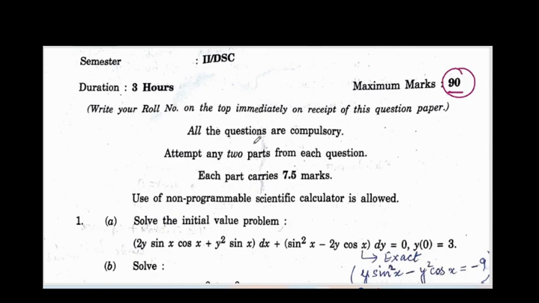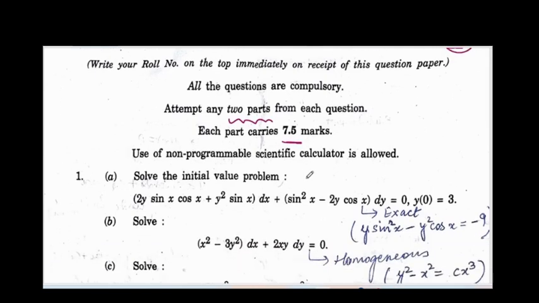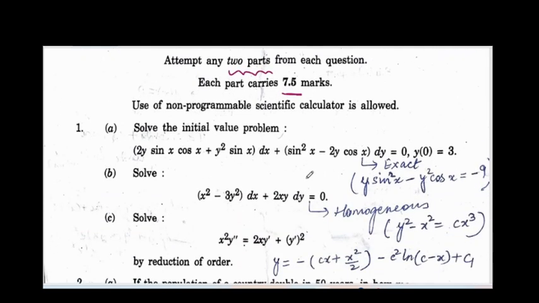All the questions were compulsory and there was an internal choice. You were expected to do any 2 parts out of 3 parts per question, and every part carried 7.5 marks. So that makes it 15 marks per question because you were to do any 2 out of 3 in every question. So 15 into 6 makes it 90.